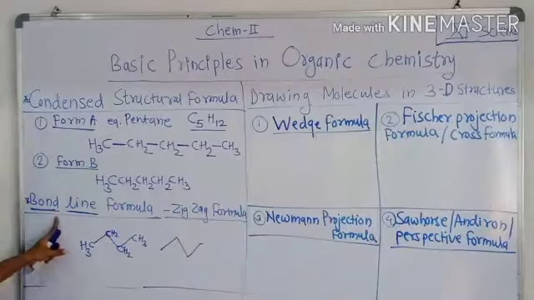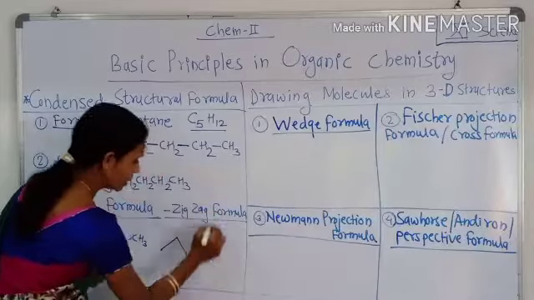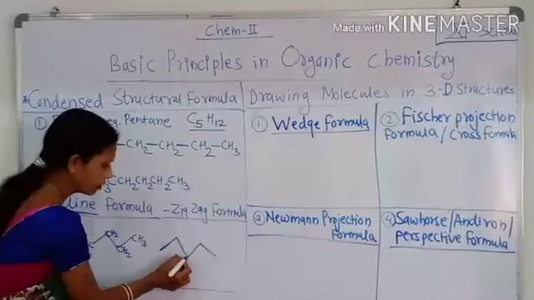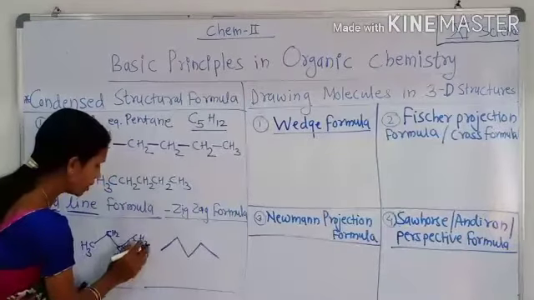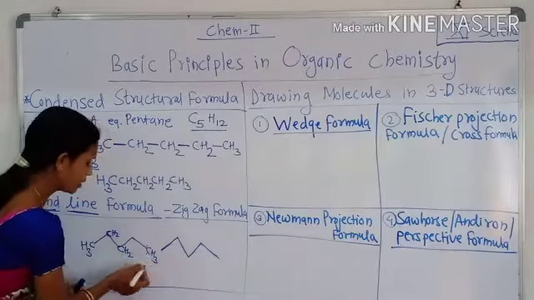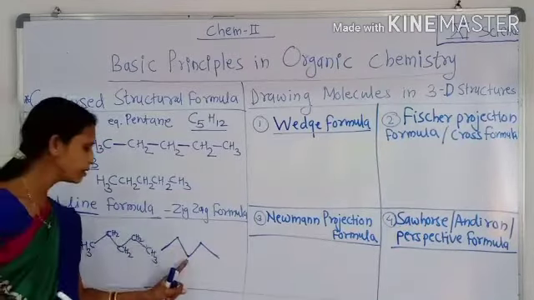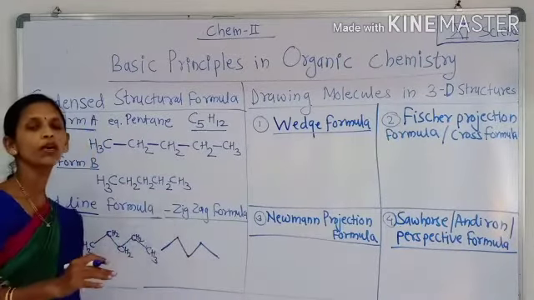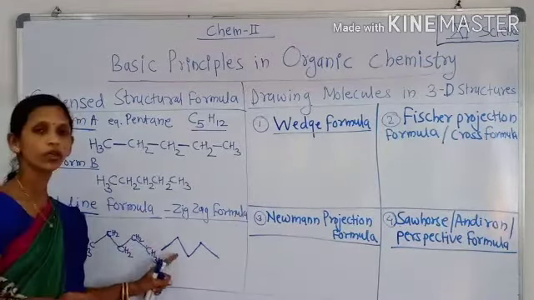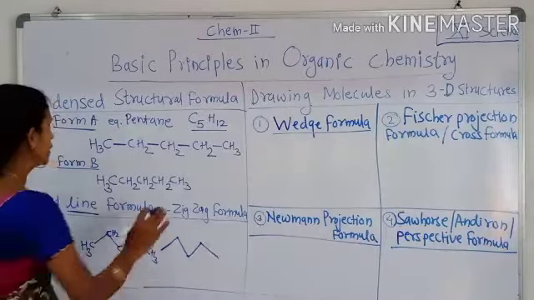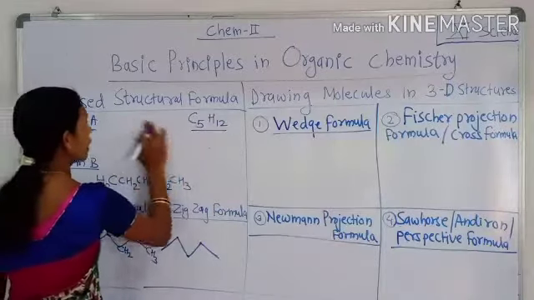Then we can write the bond line formula for pentane. Here there is one more line in the bond line formula for pentane. See here, at the terminal ends there are CH3 groups, that is methyl groups, and in the middle at each corner there is a carbon. That is the bond line formula for pentane. Similarly, you can write the condensed structural formula as well as the bond line formula for any organic compound. Then I am going to take one more example, that of an alkene.